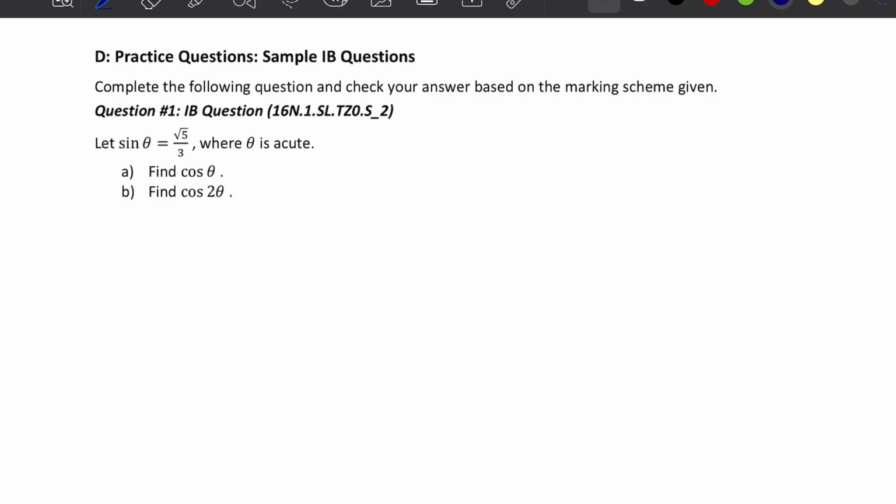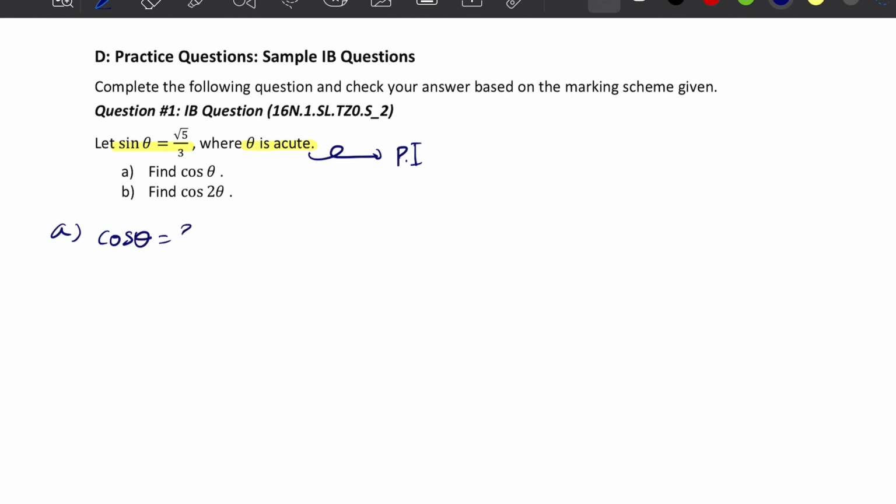Okay, then let's try some IB question. So here I have an IB question from year 2016. We have sine theta value equal to square root 5 over 3, where theta value is acute. Since the theta value is acute, that means we can use the Pythagorean identity. Okay, so question A, let's find the cosine theta value.